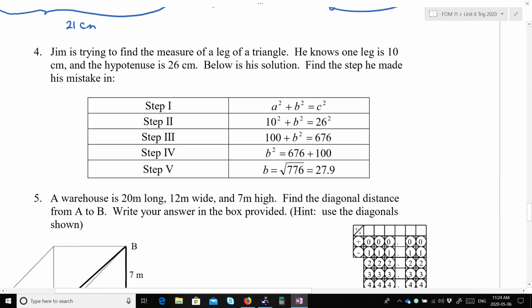All right, number 4, Jim is trying to find the measure of a leg of a triangle. He knows one leg is 10 centimeters and the hypotenuse is 26 centimeters. So he has something like this. He knows the hypotenuse is 26 and he knows one leg is 10 centimeters. He's trying to find the other one. Below is his solution. Find the step he made his mistake in.